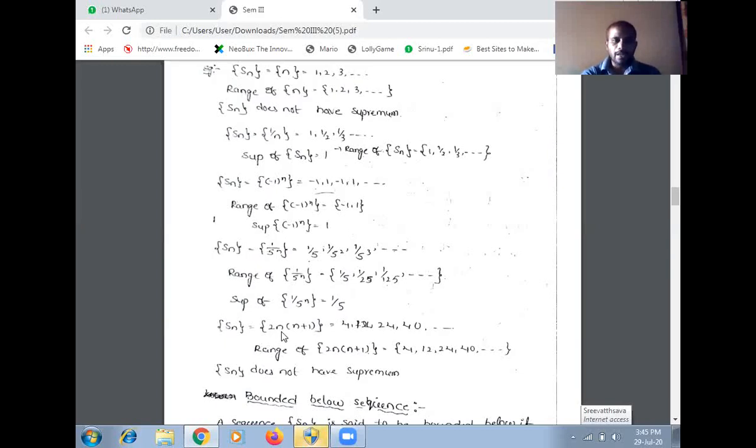So another example here, Sn equal to 2n over n plus 1. Give n equal to 1, we get here 2 over 1 plus 1, which is 2.